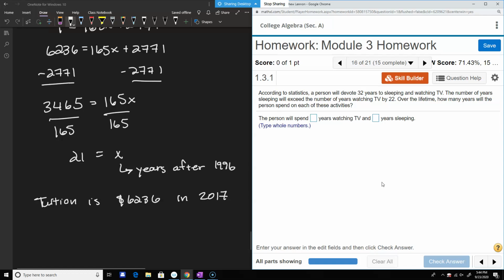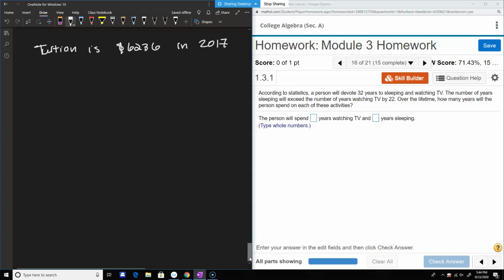Okay, here's a word problem where you basically want to create your own variables and then go ahead and solve it. It's really not too difficult, but the important thing is to just stay organized. So for number 16, we've got two things going on here. We've got number of years sleeping and number of years watching TV. So let's let t equal number of years watching TV, and we'll let capital S be number of years sleeping.